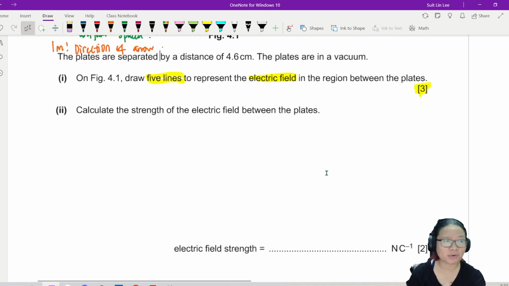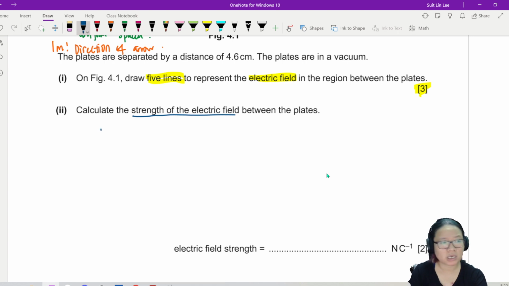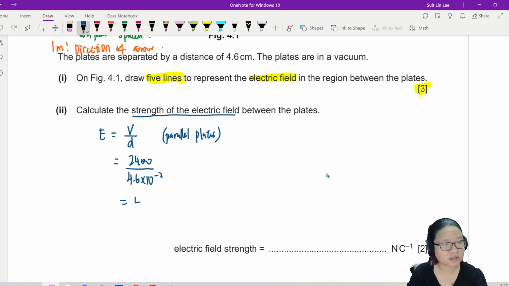All right. Then part 2, calculate the strength of the electric field between the plates. So if you think about the strength of electric field, E is equal to V over D for parallel plates or uniform field. So 2400 separated by 4.6 cm. This would be 5.2 times 10 to the power of 4.